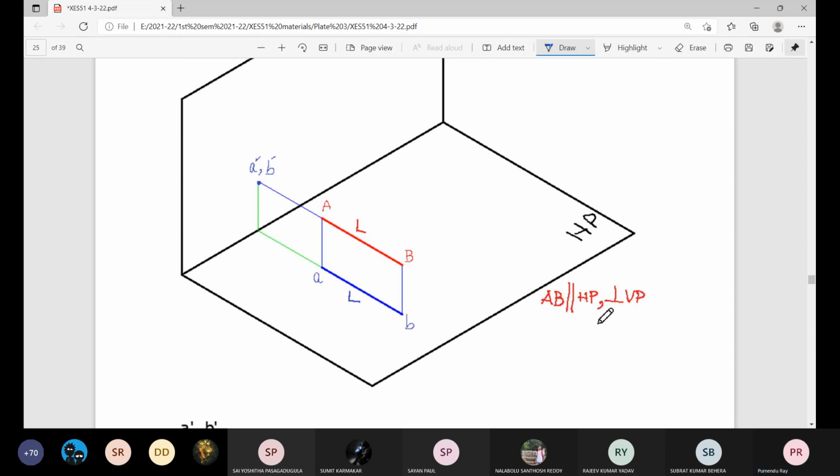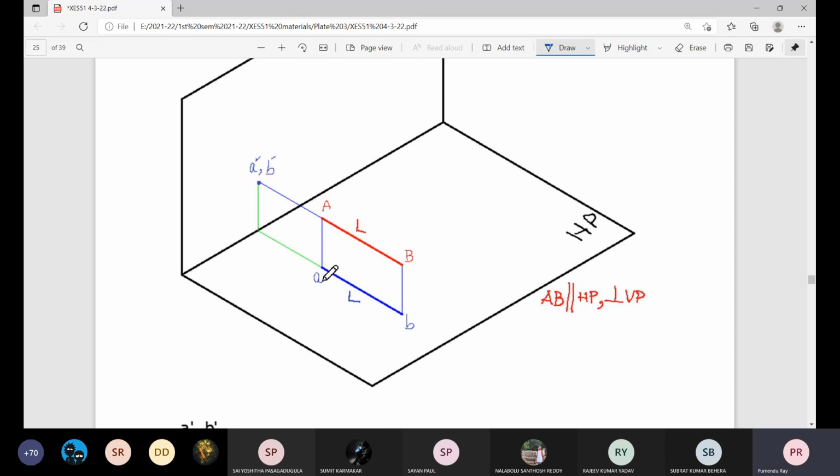perpendicular to vertical plane and parallel to horizontal plane. So when it is parallel to horizontal plane, every point on the line is at the same distance from the horizontal plane. So elevation of every point, including the terminal points A and B, will be at the same height, that is at the same distance measured from the ground line. And it is coming as a point. A prime and B prime, both of them located in its overlapped position.